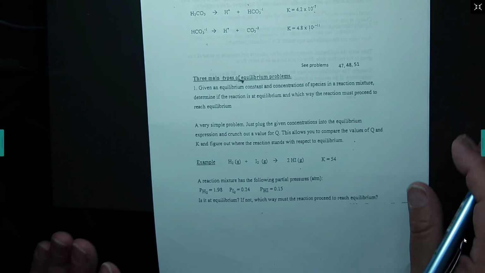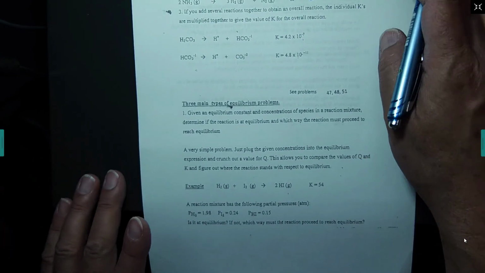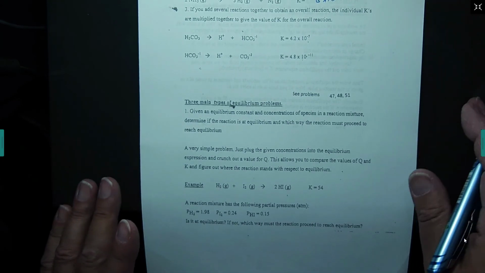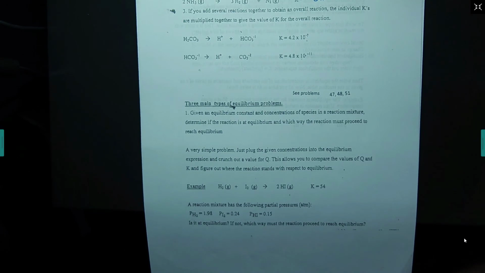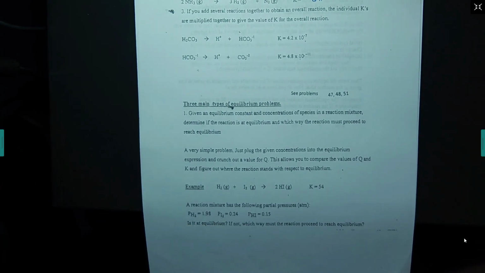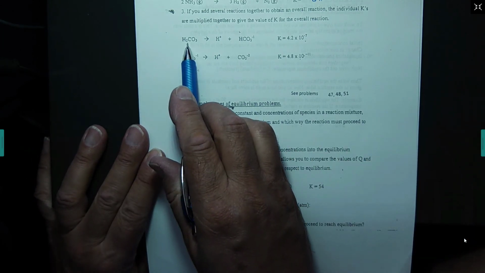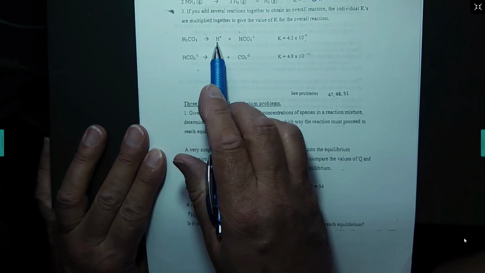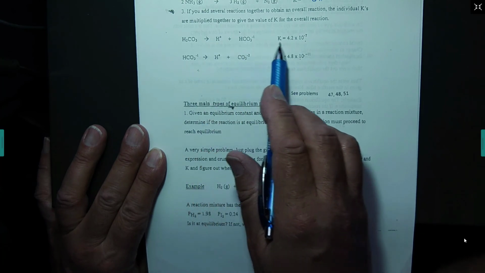Last thing you have to know about K is you can add reactions together. You might remember from thermodynamics last semester, you added reactions together. And when you added up your reactions, you added up your values of delta H. Well, guess what? You don't add values of K, you multiply them together. So if I have these two reactions, this first reaction is carbonic acid dissociates into a proton and a bicarbonate ion, has this value of K.